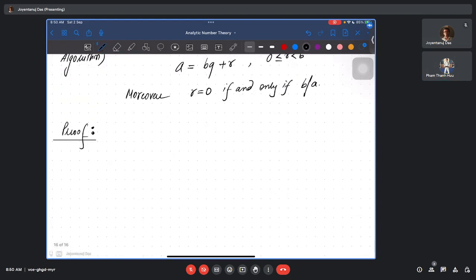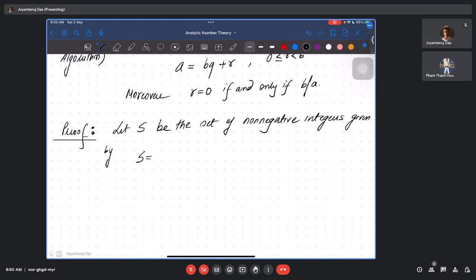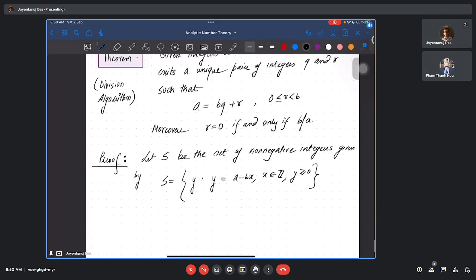So we consider a set of non-negative integers like this. Let S be a set of non-negative integers given by y such that y equals a minus bx, where x is an integer and y is greater than or equal to 0. So we find all collections of y such that y equals a minus bx.